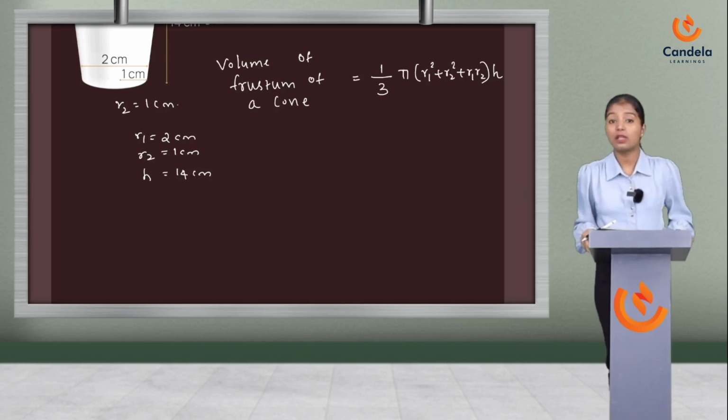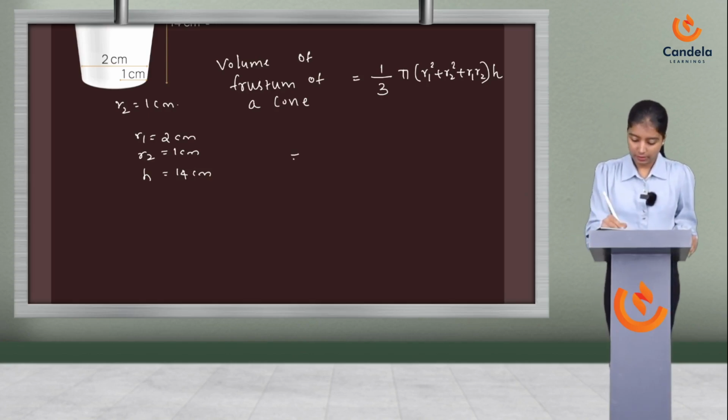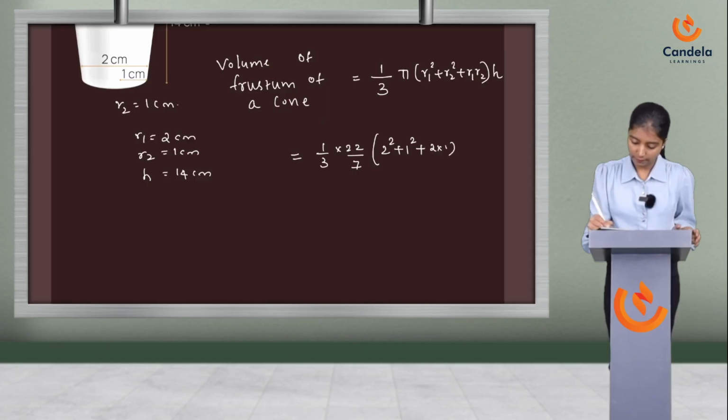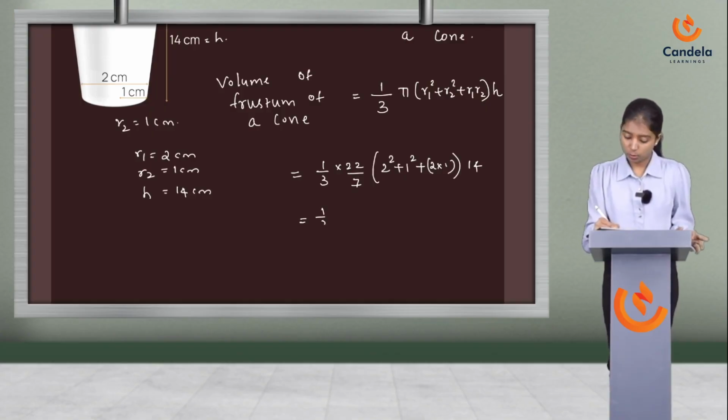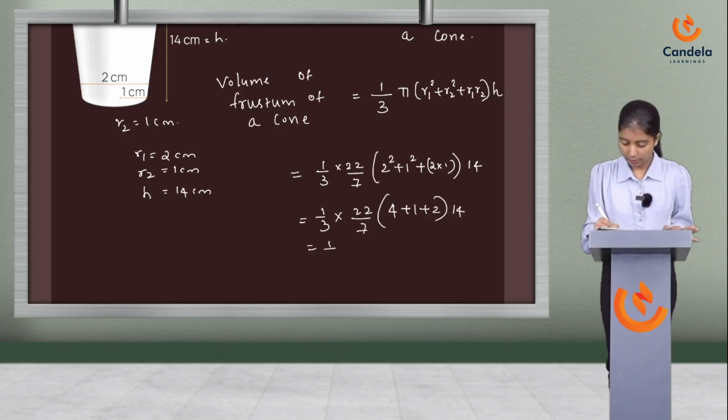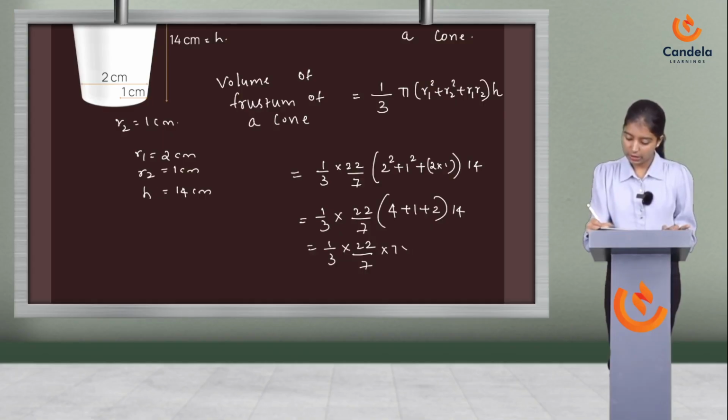So let's substitute these values in our equation. So volume is equal to 1 by 3 into pi, which can be replaced by 22 by 7, into R1 square, that is 2 square, plus R2 square, 1 square, plus 2 into 1 into H is 14. That is equal to 1 by 3 into 22 by 7 into 2 square is 4, 1 square is 1 and 2 into 1 is 2. So we will be getting 4 plus 1 plus 2 into 14. Again 1 by 3 into 22 by 7 into 4 plus 1 plus 2 is 7. So, into 7 into 14.